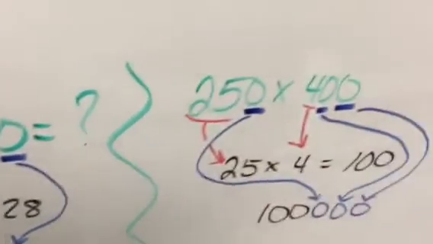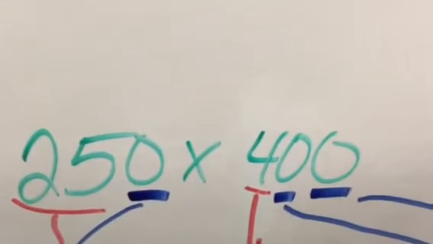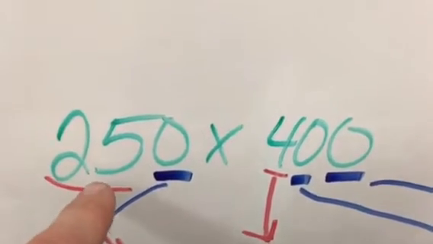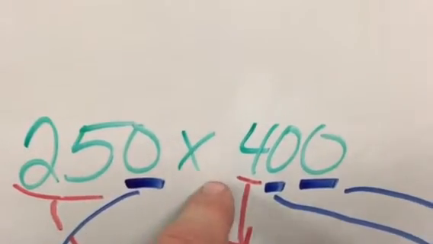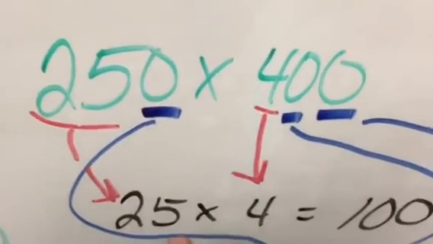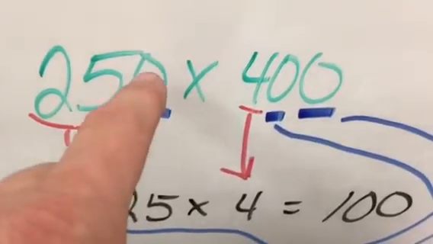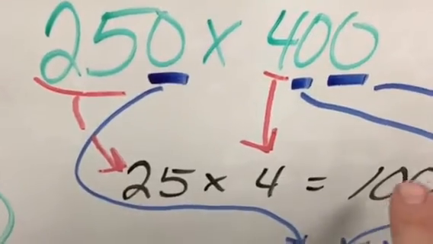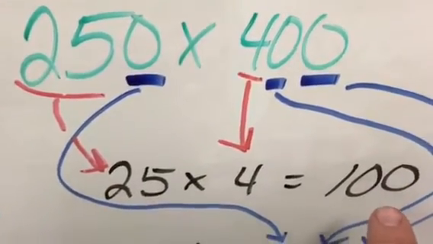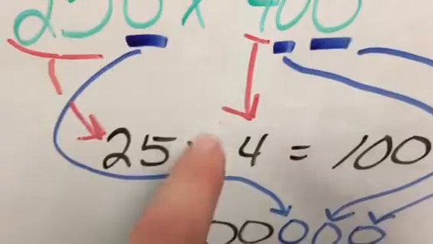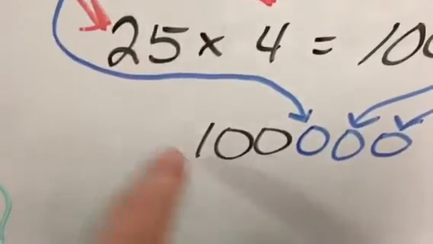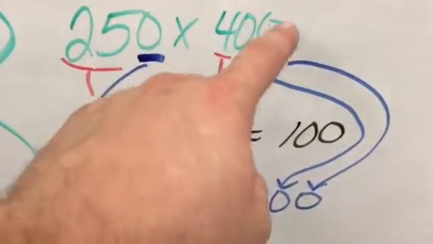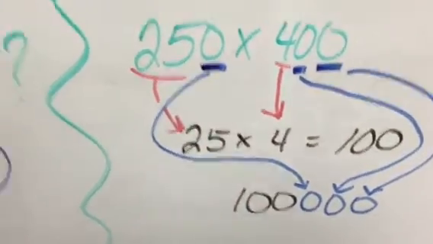What about if it's really big like this? 25 times 250 times 400. I take the leading digits, 25 times 4 gives me 100. And then I add 1, 2, 3 more zeros. This is where it can get tricky. 100 has 2 zeros, but I don't count those because those came from just my leading digits. So I have my 100, and then I have to add 3 more zeros. 1, 2, 3.